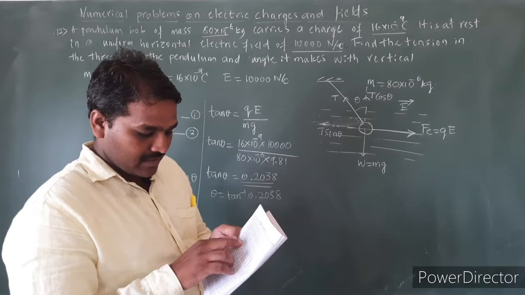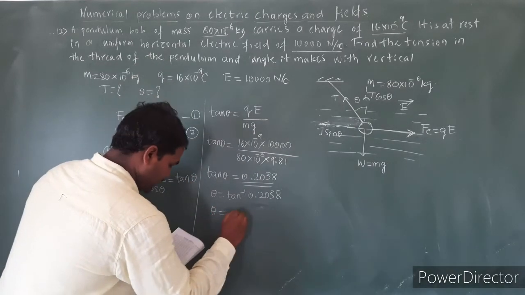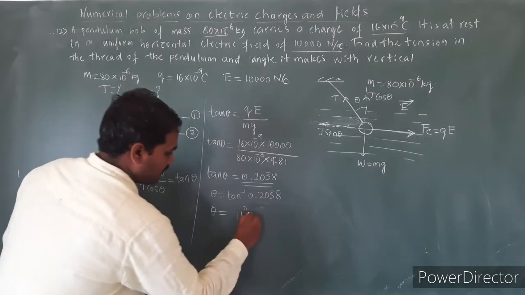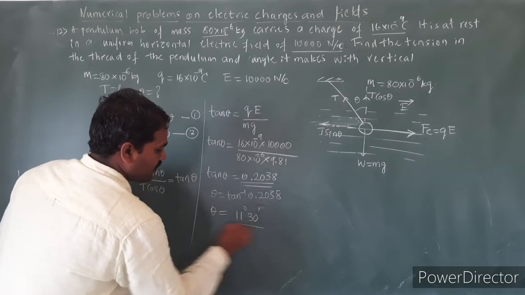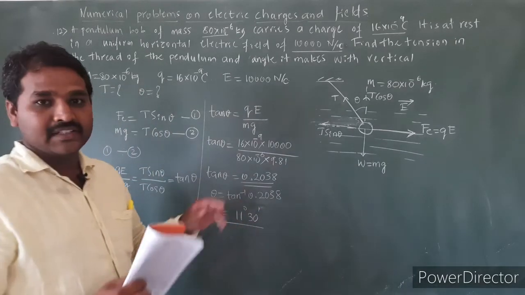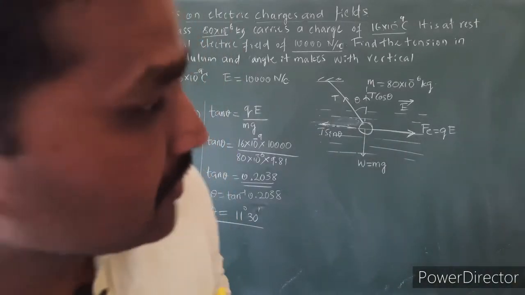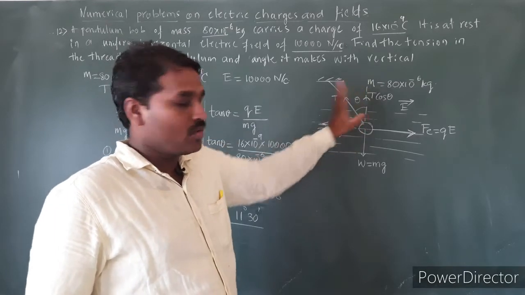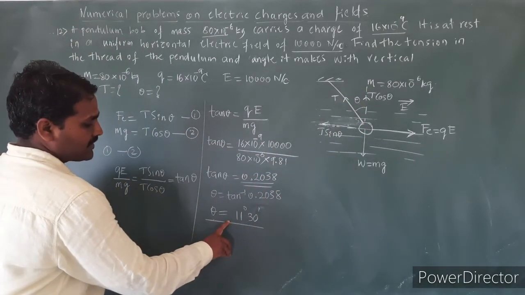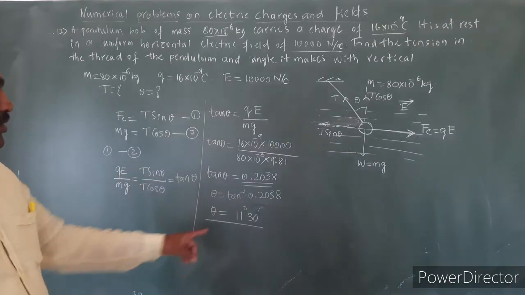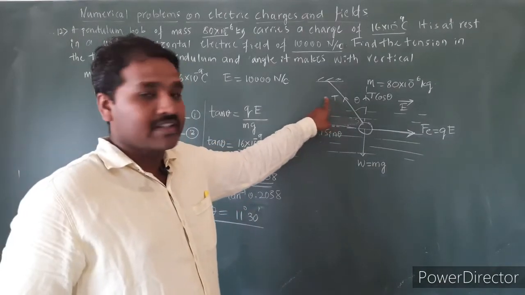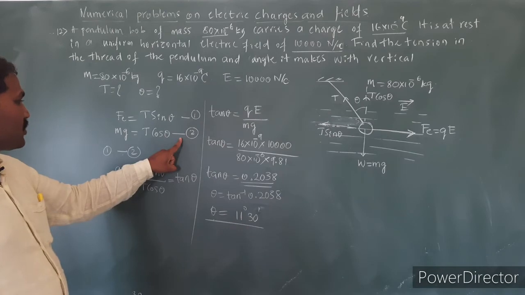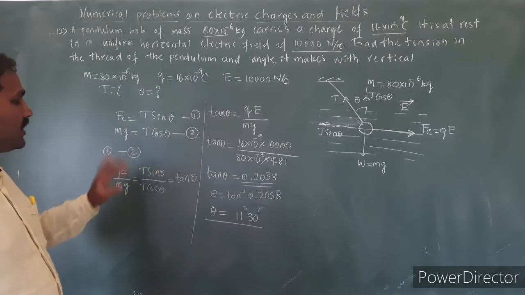So from this I can write the value of theta is equal to 11 degree 30 minutes. So this is the angle theta, equal to 11 degree 30 minutes. This is one part of the problem, that is the angle made by the tension thread of the pendulum with respect to the vertical line. Using this theta, we can find the magnitude of tension in the thread. Either you can use equation number 1 or equation number 2 and easily find the value of tension in the string here.